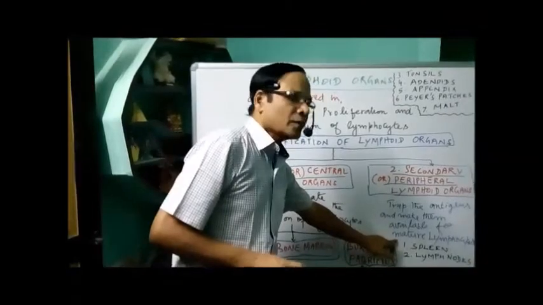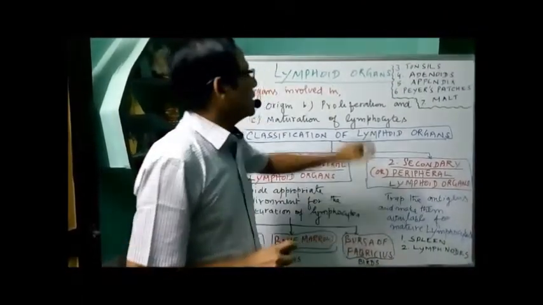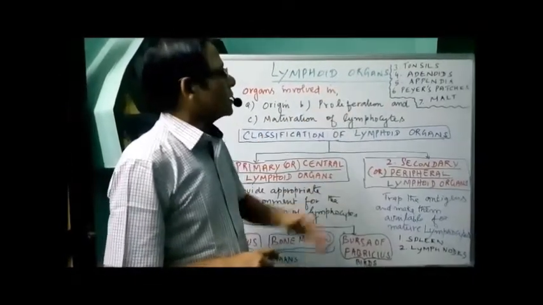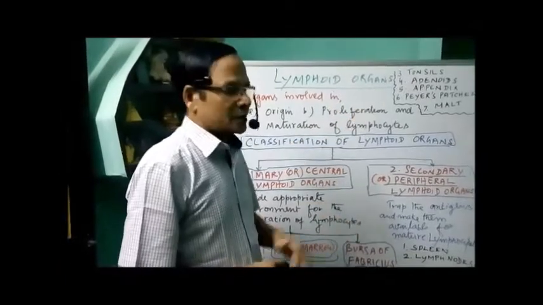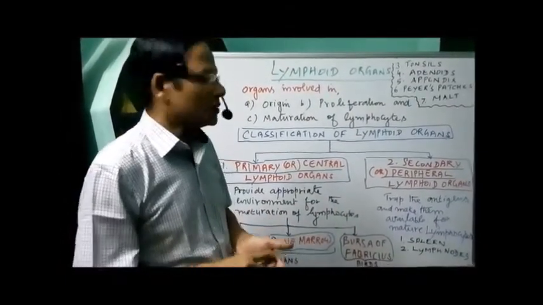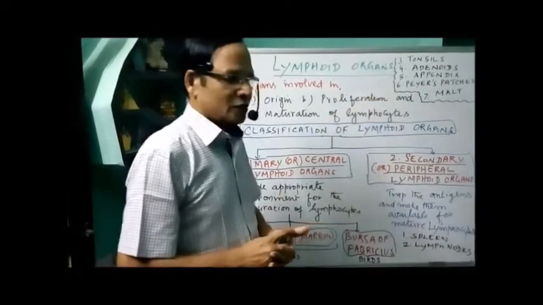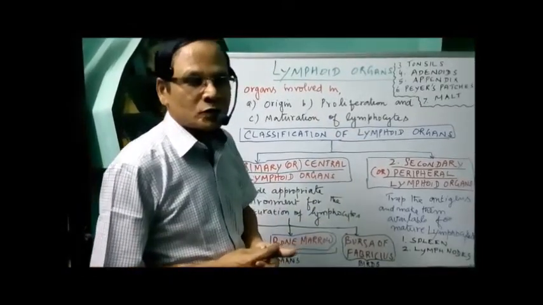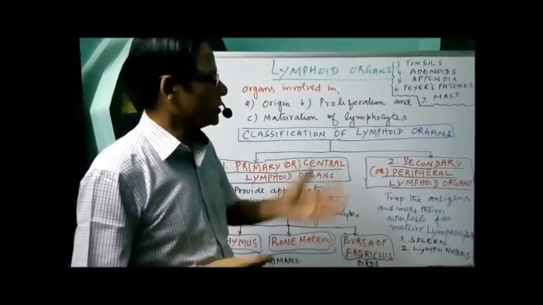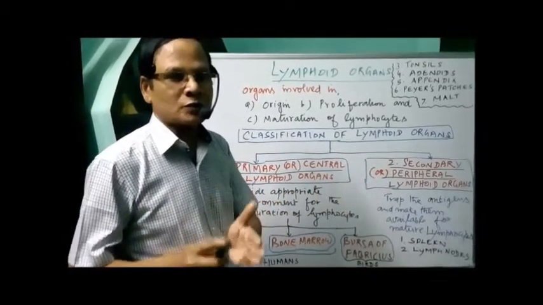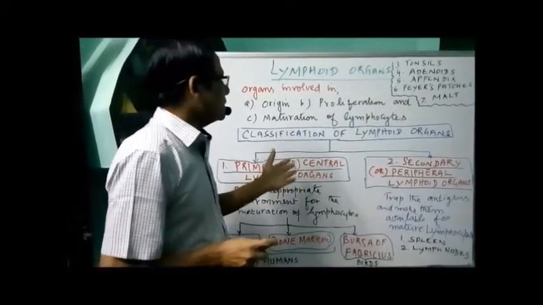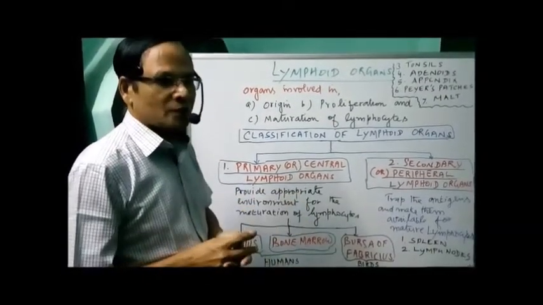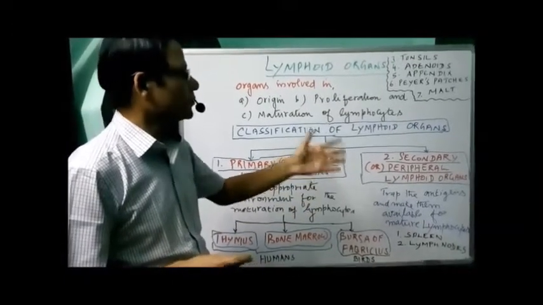Now what are the examples? Number one, spleen. Number two, lymph nodes. And these are specific organs. Number three, tonsils. Number four, adenoids. Number five, appendix. Number six, Peyer's patches in the gastrointestinal tract. And finally, MALT, mucosa associated lymphoid tissue. I'll explain the expansion later. So these are all the different types of secondary lymphoid organs, and they are all peripheral in nature, not centralized, hence the name peripheral lymphoid organs.